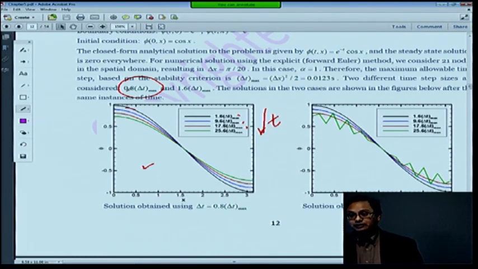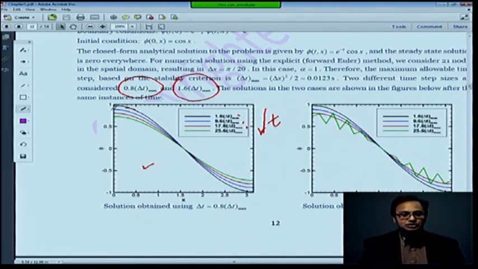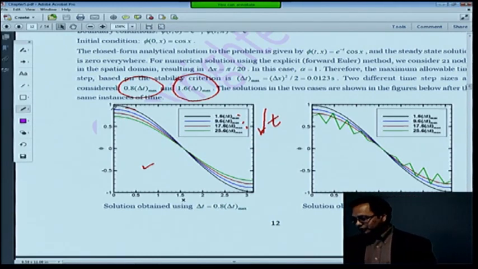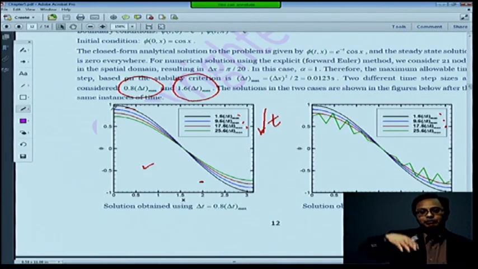This one here is done with 1.6 delta t max, which is clearly a violation, because obviously the maximum we can use is delta t max, but we're using 1.6 times that. What you notice is that it doesn't blow up right away. You see 1.6, 9.6, 17.6, the solution still looks meaningful and pretty close to what you see here. But after a while, the errors accumulate enough that it blows up.